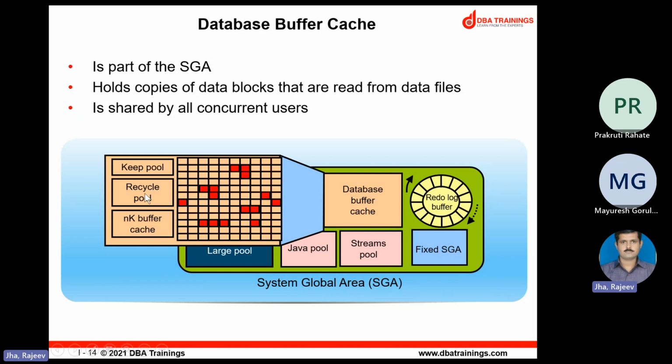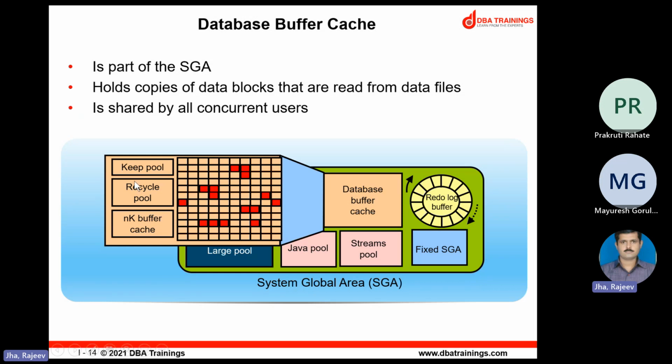Now here we have a few different pools: keep pool, recycle pool, buffer cache, and so on. What is the meaning of that? As I said, the buffer cache is managed by a complex algorithm called LRU, least recently used, which keeps the recently used blocks and removes the old ones. LRU ensures the most recently used blocks stay within memory. Database performance depends on the soft parse. If my hit ratio is high, my database performance is better.